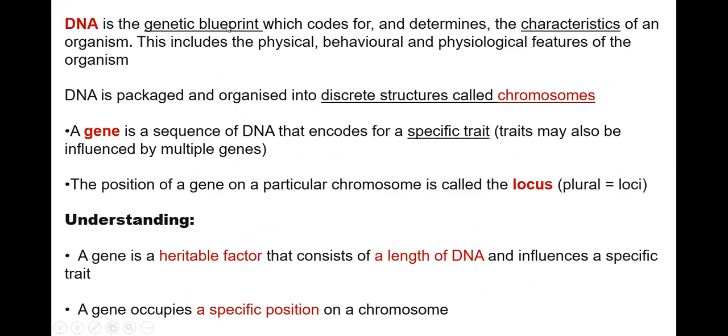So DNA is nothing but the blueprint that codes and determines the characteristics of an organism. The characteristics will be physical, in terms of phenotype, behavioral, and physiological features controlled by the DNA. DNA is packed into chromosomes, and a part of the DNA is called a gene. A gene controls a specific trait. It is part of the DNA, which means it constitutes some nucleotide length. The position of a gene on a chromosome is called a locus, and if you are talking about multiple genes, they are called loci.